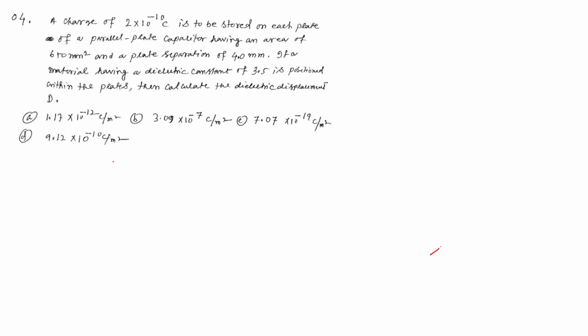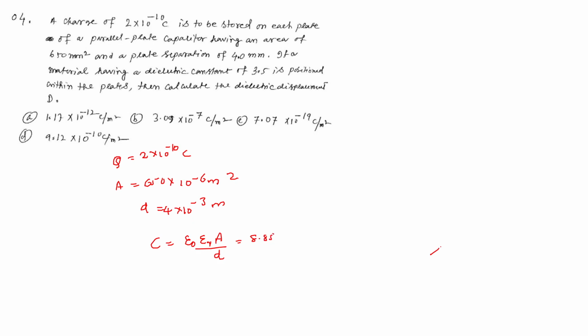So first let us write what are the parameters given. Charge Q, that will be 2 into 10 to the power minus 10 coulomb. Okay, and then plate area A, that is equal to 650 into 10 to the power minus 6 meter square. Okay, now plate separation D, that is given 4 into 10 to the power minus 3 meter. Okay, now capacitance we have to calculate. So capacitance C, we know the formula already, epsilon 0 epsilon R A divided by D. So substitute all the values.